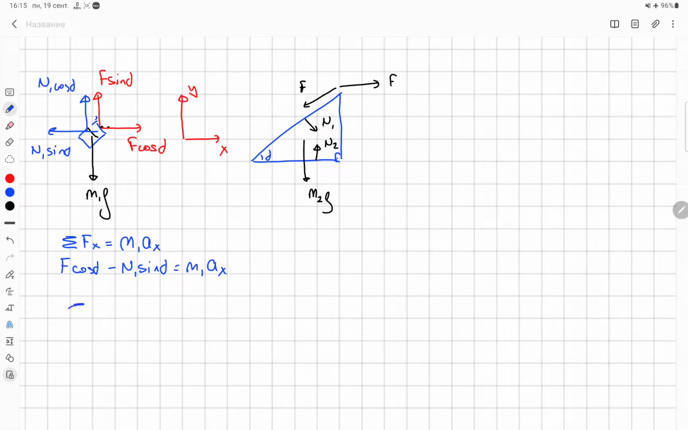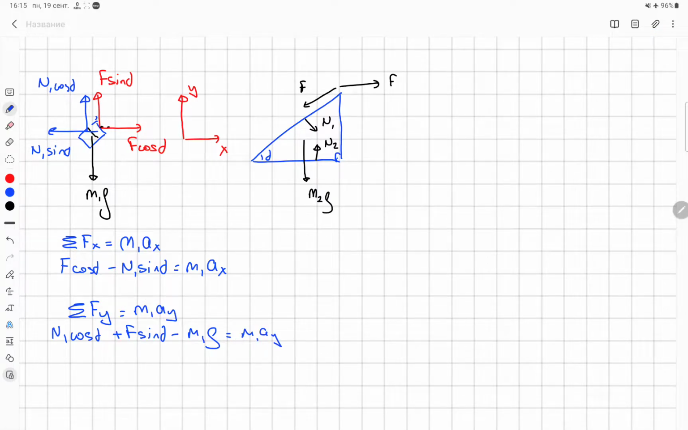So the resultant force in the vertical direction should be equal to M1 times the acceleration in the y direction. And the resultant force in the vertical direction is N1 cosine alpha plus F sine alpha minus M1G, equal to M1 ay.